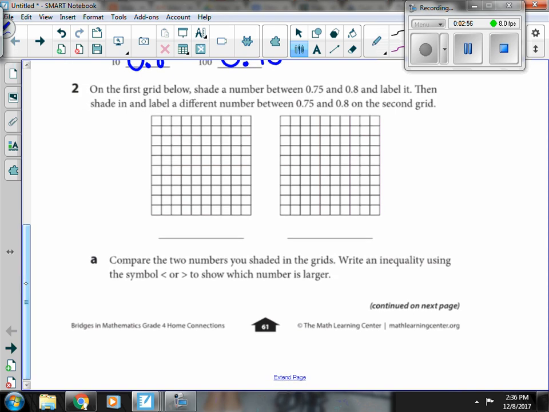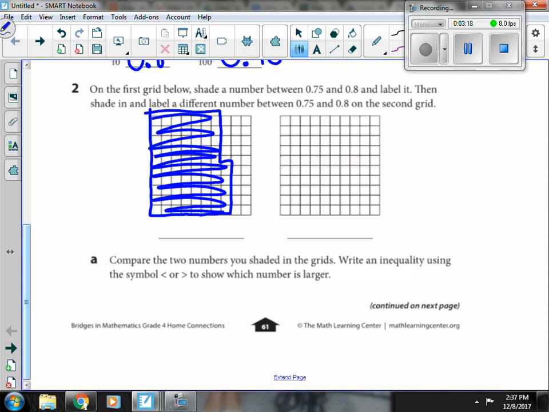Number 2, on the first grid, shade a number between 75/100 and 8/10 and label it. So you're going to have something filled in between 1, 2, 3, 4, 5, 6, 7. That's 75/100, and then 80 would be the whole amount. So you're going to have all of those shaded, and then you could have any combination of those. And your answers are either going to be 76/100, 77/100, 78/100, or 79/100.